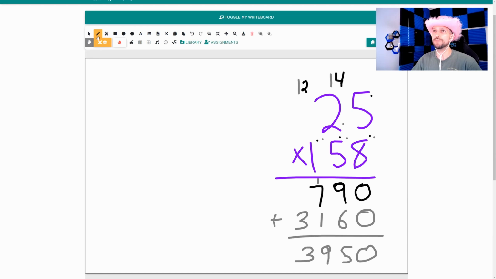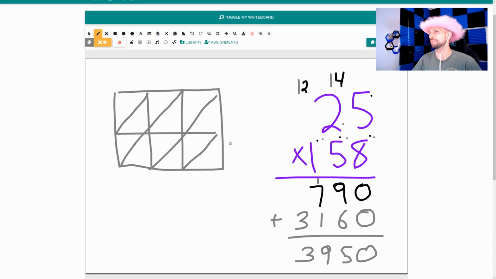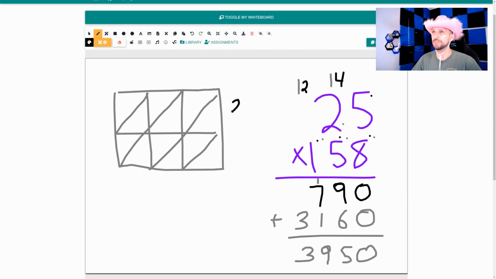So let's do this with the lattice method. I'm going to pretend that I got just pencil and paper, and my brains, they're not working so good, but here we go, making a lattice. Okay, it might be sloppy. I'm using the mouse. Give me some credit. All right. So we're going to multiply our 25 by 158.